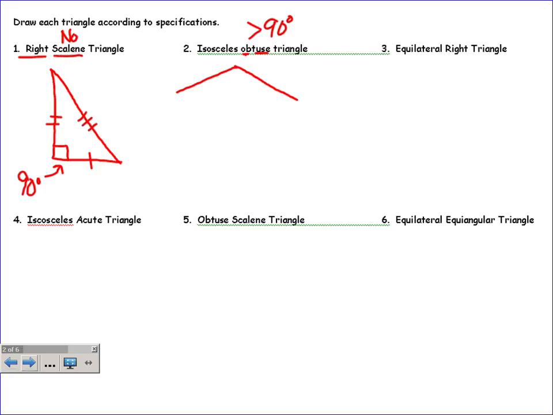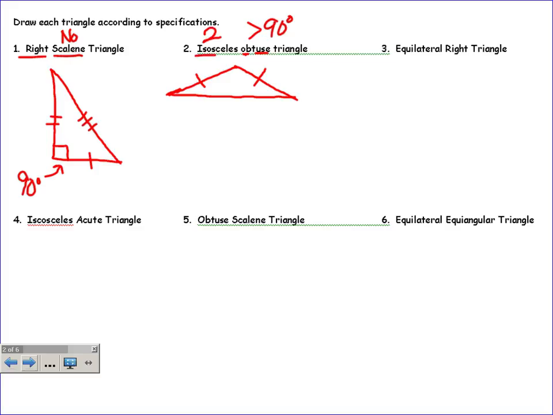A little ridiculous. Okay, what does isosceles mean? Two congruent sides. So what if I make these two the congruent sides and then I just draw this guy across? Will that work? That could probably work. Okay, so isosceles means two, iso means two.